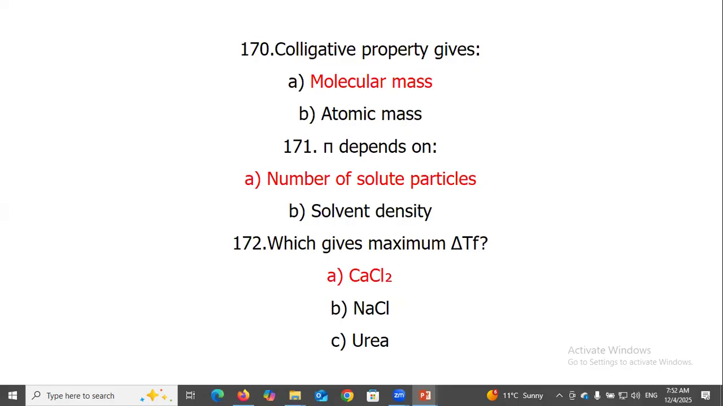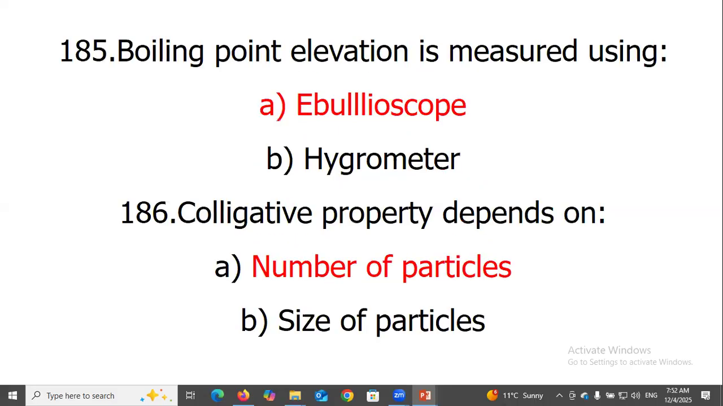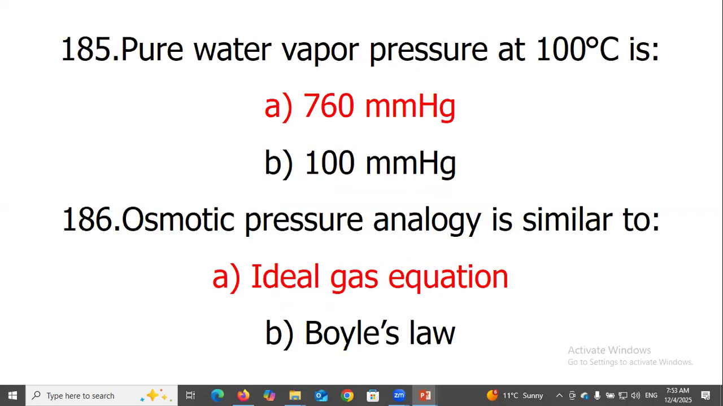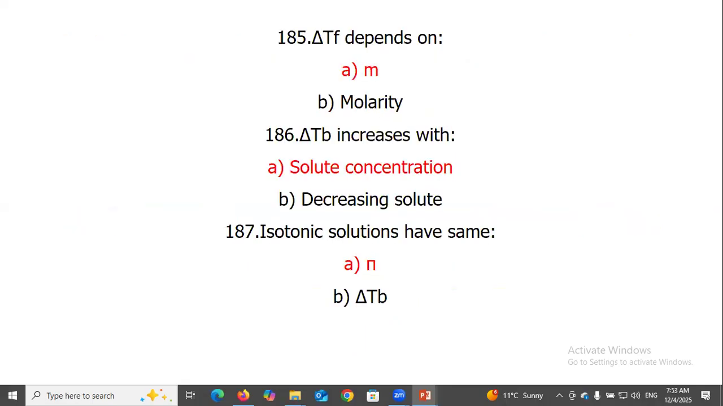Pi depends on the number of solute particles, which gives maximum delta T for calcium chloride. Boiling point elevation is measured using an ebullioscope. Colligative property depends on the number of particles. Kf is numerically delta Tf over m. I increases with ionization. Pure water vapor pressure at 100 degrees Celsius is 760 mmHg. The osmotic pressure equation is similar to the ideal gas equation. Delta Tf depends on molality.